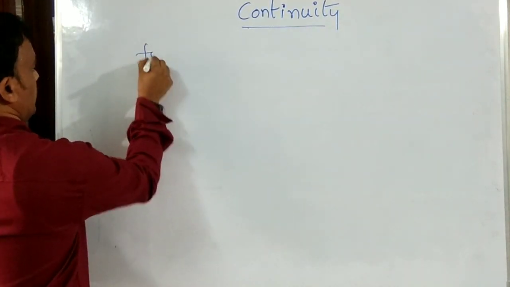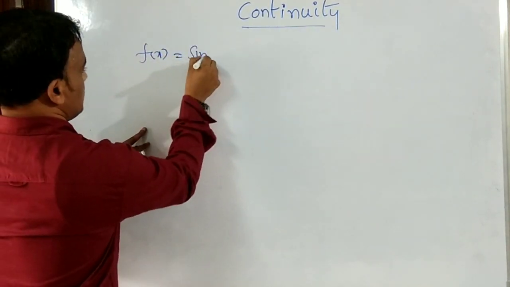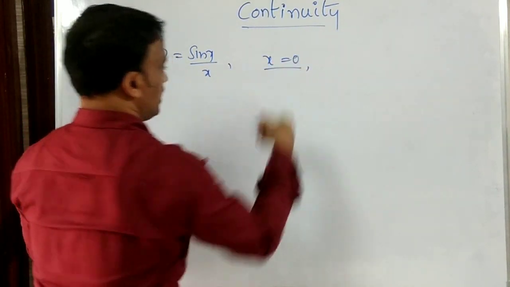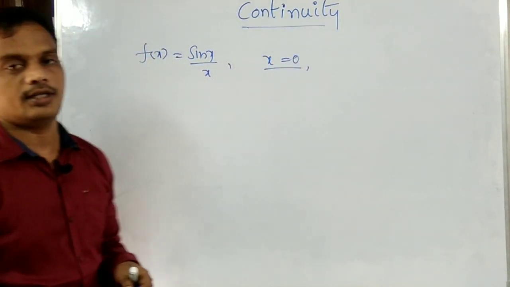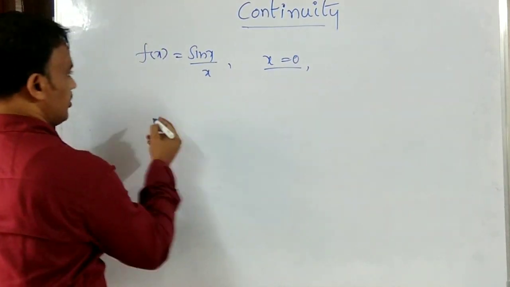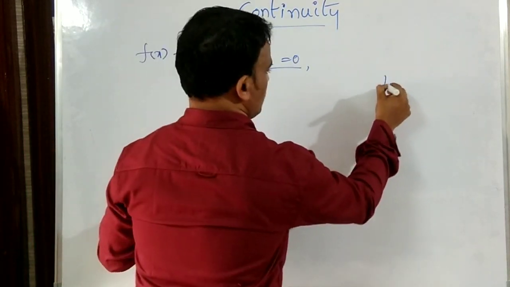Suppose f of x is equal to sin x by x at x equals 0. Is it continuous? Particularly I am asking at one point, x equals 0: is f continuous or not? Okay, yes. Now, what is the continuity definition?